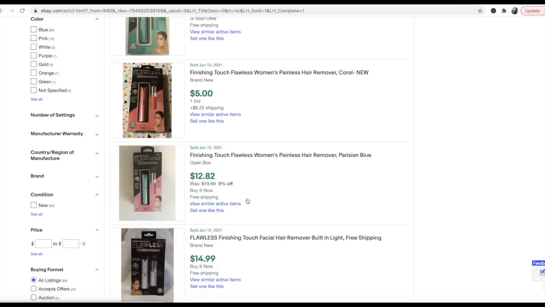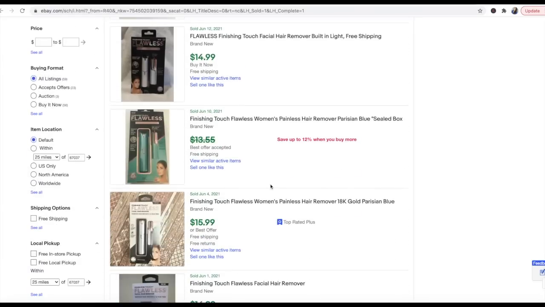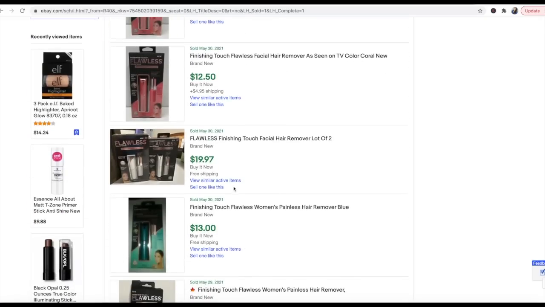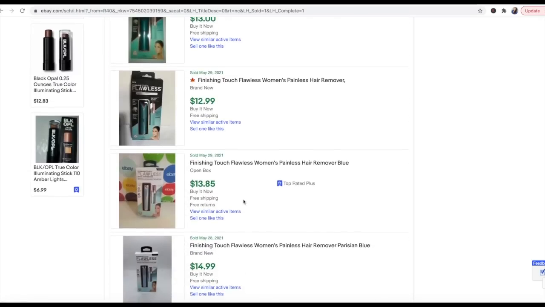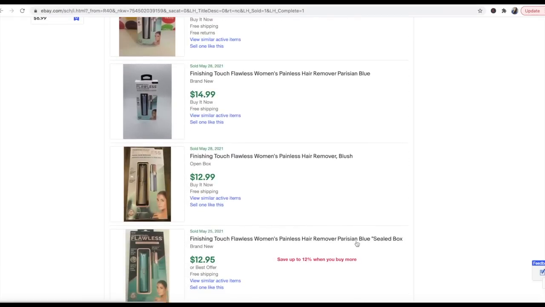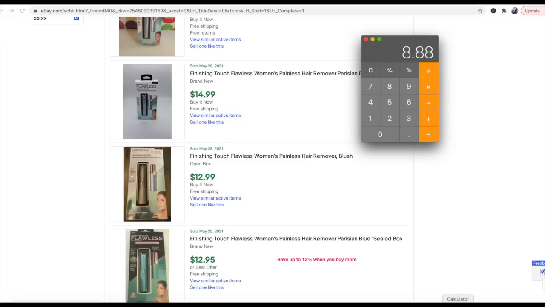I'm just gonna skip over all of these. $15, $15.99, $15. So there's two for $20, $13, $15. Okay, so it looks like $15 is a pretty competitive price point because a lot are selling for around the $15 price point.